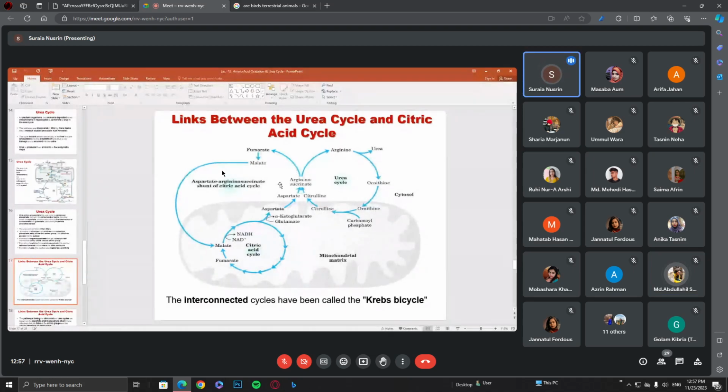Citrulline, and give rise to arginosuccinate, which eventually breaks into fumarate and arginine. This is the fumarate, which is a 4-carbon compound. Fumarate is also another intermediate of TCA cycle, right? But here fumarate is converted to malate by the enzyme fumarase. Okay, so malate we got. What was the enzyme here?